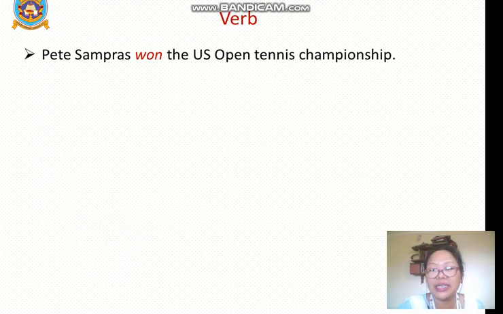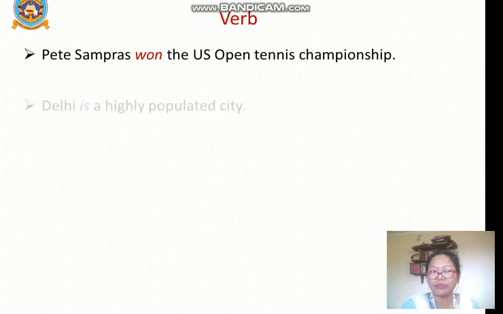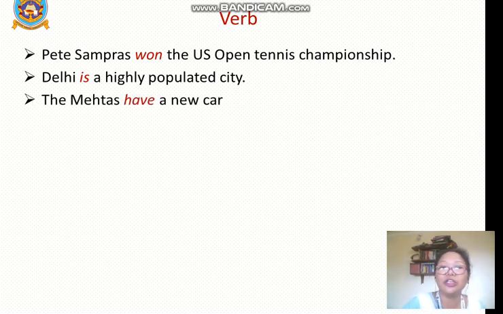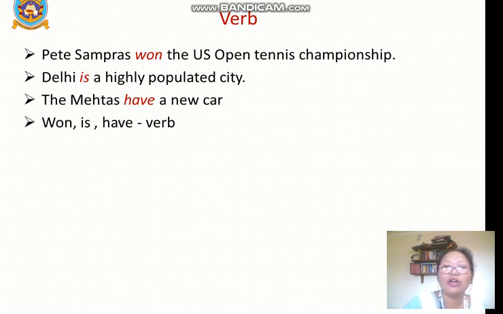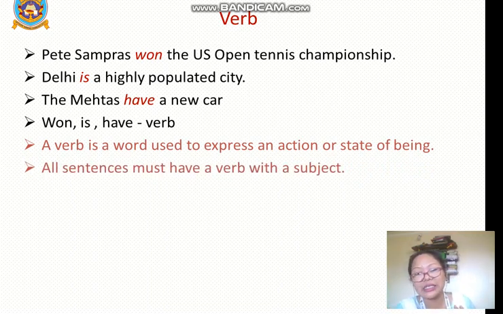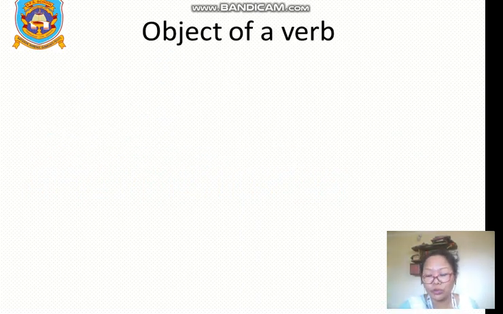Okay. Verb. Look at the example of these three sentences. Pete Sampras won the US Open Championship. Delhi is a highly populated city. The Mehtas have a new car. Here the words which are highlighted, won, is, have, these are verbs, and a verb is a word used to express an action or state of being. All sentences must have a verb with a subject. We must remember that.